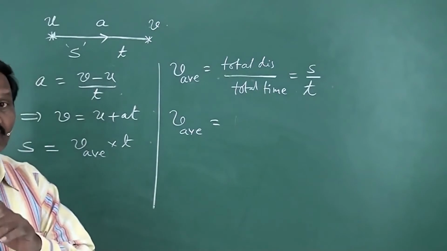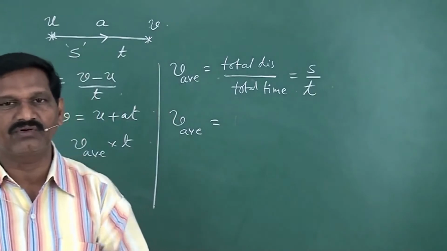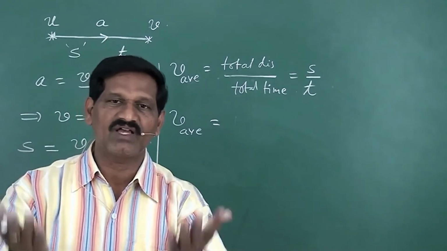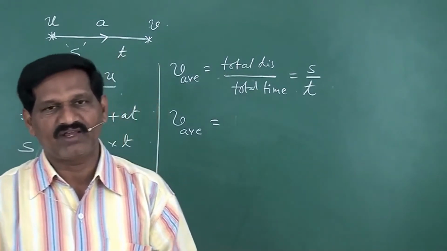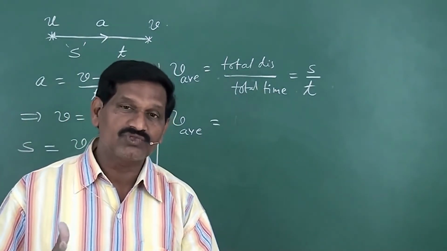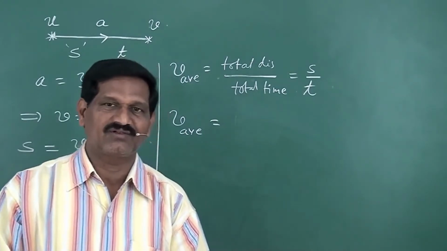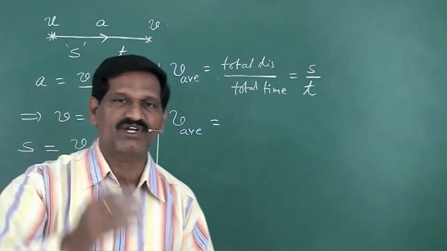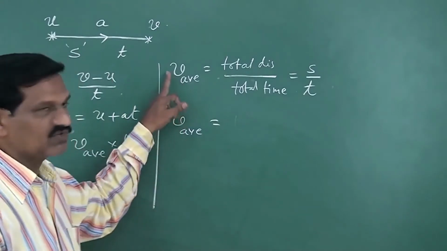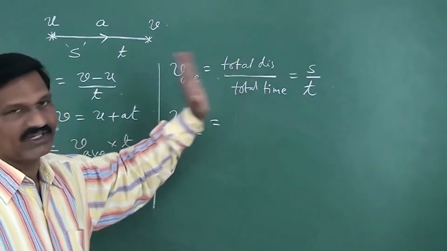Average comes into picture when there is variation. When velocity is uniform, there is no need of defining average velocity, because when the body moves with constant velocity, the same velocity, there is no need of defining average. But when the body moves with non-uniform velocity, with acceleration, meaning velocity changes continuously, then we have to define average velocity. So average velocity means total displacement by total time taken.